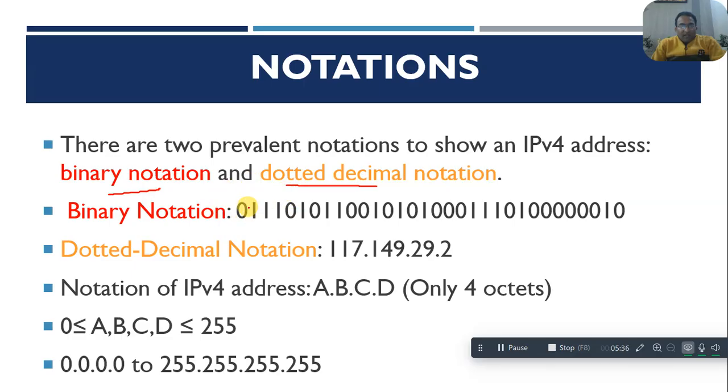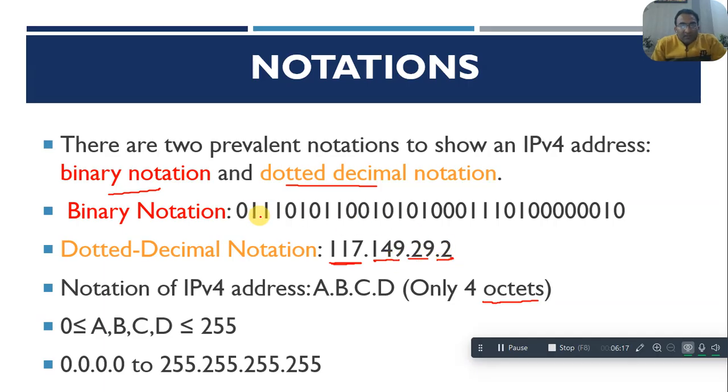So this is the binary format of an IP address in 32 bits. This binary notation can be written in decimal dotted notation in this form, that is 117.149.29.2. This is the IP address of the above binary format. In the notation of IPv4 address, we have 4 octets: this one is 1 octet, this is another octet, this is another octet, this is another octet.